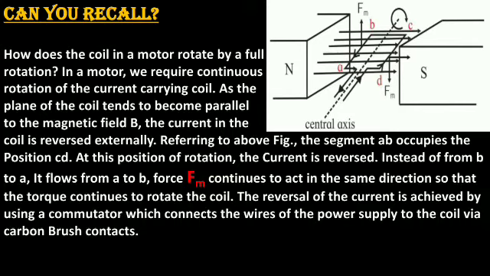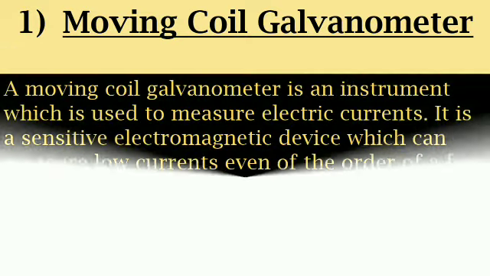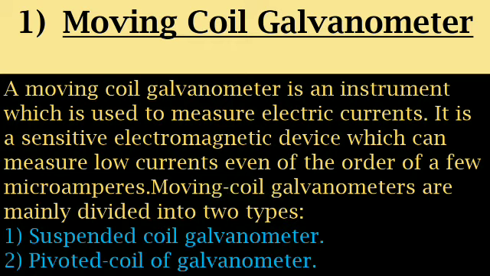The reversal of the current is achieved by using a commutator, which connects the wire of the power supply to the coil via carbon brush contacts. This we have already seen in our previous video lecture. Now let's move to the topic, the moving coil galvanometer. This topic is nothing new for you. We have already studied it in our previous chapter, current electricity.